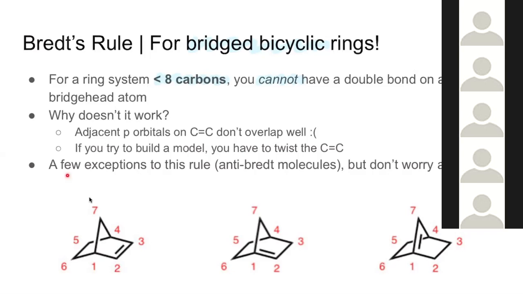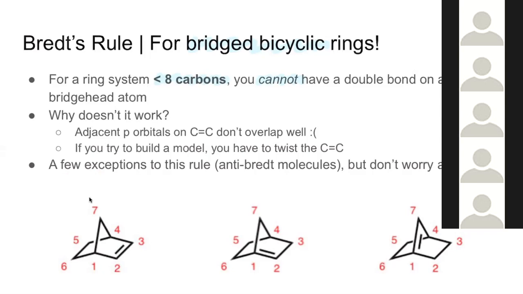There are a few exceptions to this rule, I believe, and I think they're called anti-Bredt molecules, but we didn't even learn about that, so you don't have to worry about it. There are some really cool papers out on them though, if you're interested. They're generally really giant molecules, so they're kind of whack looking.